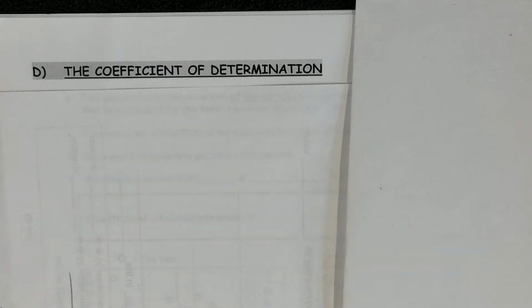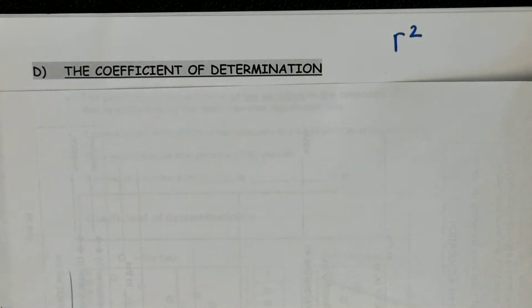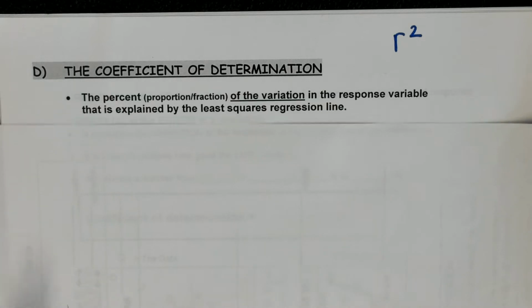Alright guys, so today we're talking about the coefficient of determination. Long story short, the coefficient of determination is r squared. Remember we had our correlation coefficient from before, and that was just plain old r. So all we're doing is taking it and squaring it. It's really that simple. Okay, so let's talk about this.